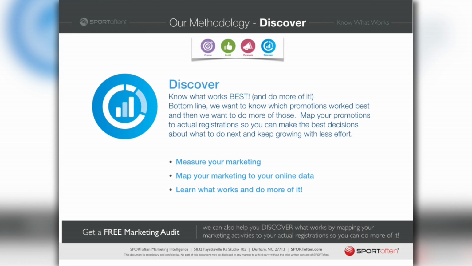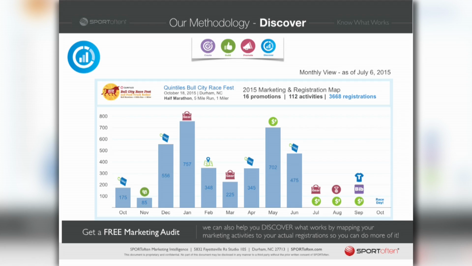The discover phase is, I think, the most important, not to undermine the others, but measuring your marketing is super critical as much as possible. Map your marketing to your online data, and ultimately you're doing all that for one reason. You want to learn what works and you want to do more of it. In this example, you can look and see what kind of registrations you had for each promotion. This is just a monthly view for an example, and you get an idea of what did I spend here, how many registrations did I get, did that make sense?